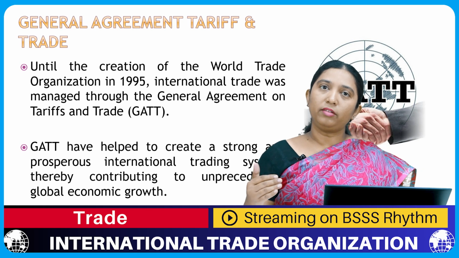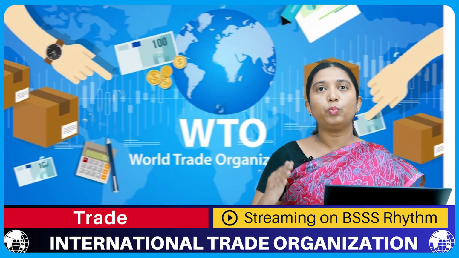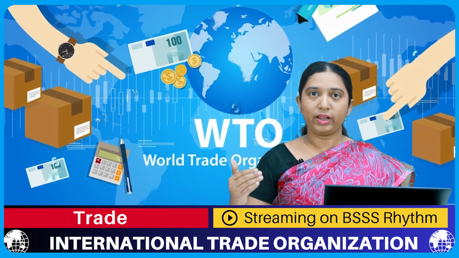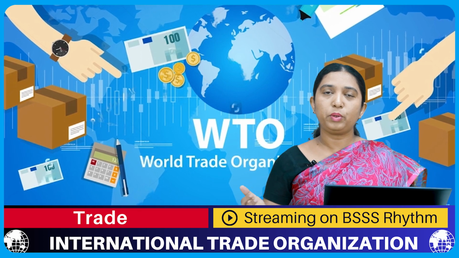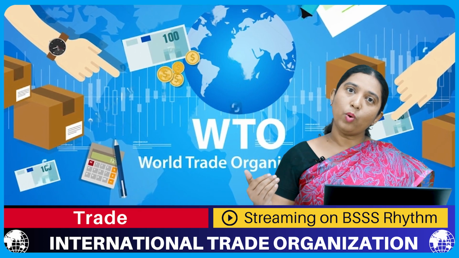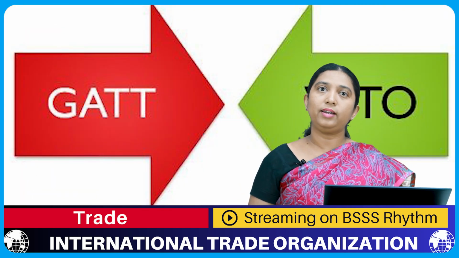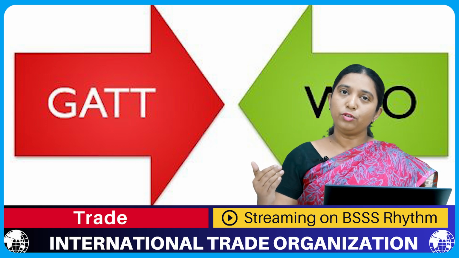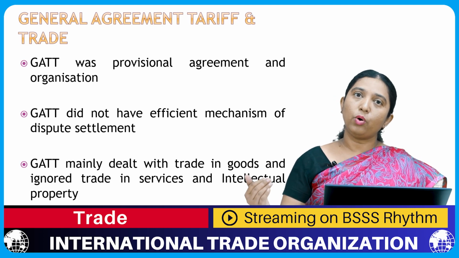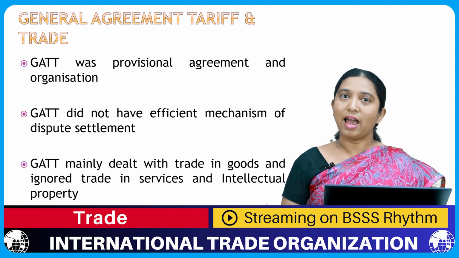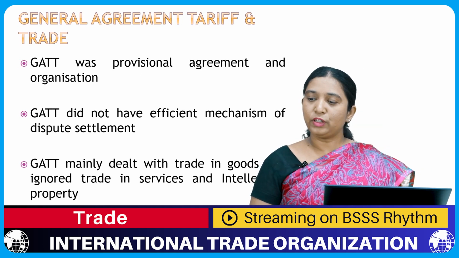But due to certain functional limitations of GATT, it was decided to replace GATT with WTO, that is World Trade Organization. Let us understand one by one the difference between GATT and WTO and why a decision was taken to replace GATT with WTO on 1st January 1995. GATT was provisional. It had contracting parties, whereas WTO is a permanent organization and has permanent membership of countries. GATT was ad hoc and provisional.